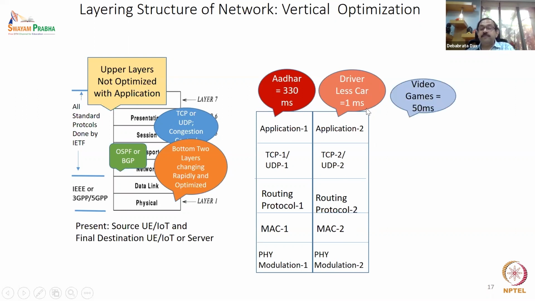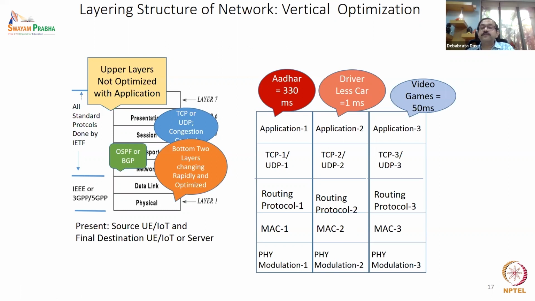Another came, video games. You and your brothers, sisters, friends playing, 50 milliseconds is my demand. So I have to have another set. So for different applications, I have different sets of protocols, optimized from top to bottom to give me this much delay. So look at this: same base stations, same routers on the backbone, same devices have to give me 3 different things according to my need.